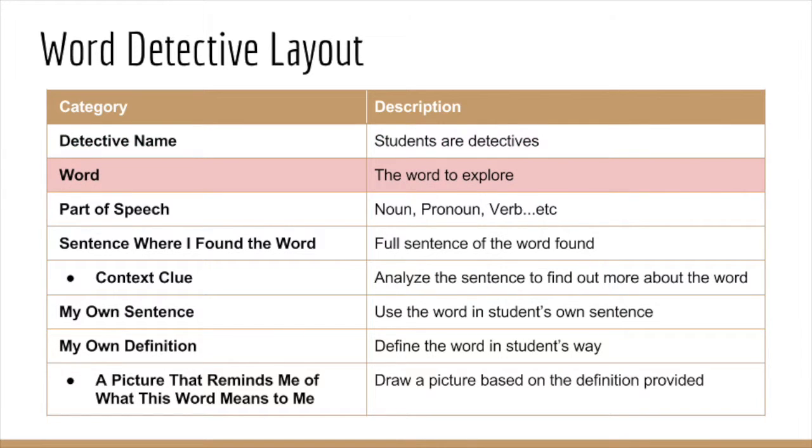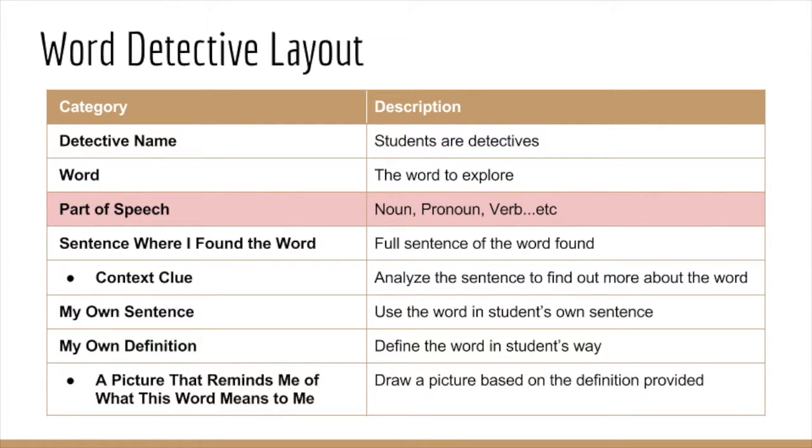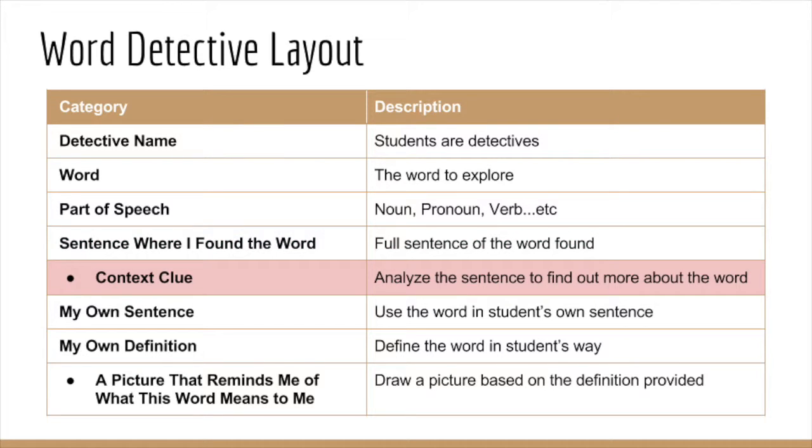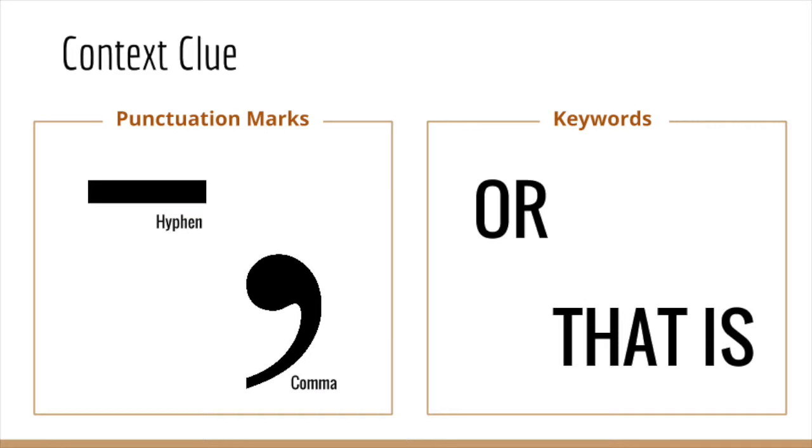Category Word is a word to explore, and the students must find its part of speech. Under The Sentence Where I Found the Word, students must write the full sentence including the word, and using the context clues, they analyze the context to find more information related to the word. Some context clues that the students can look for are punctuation marks and certain keywords.